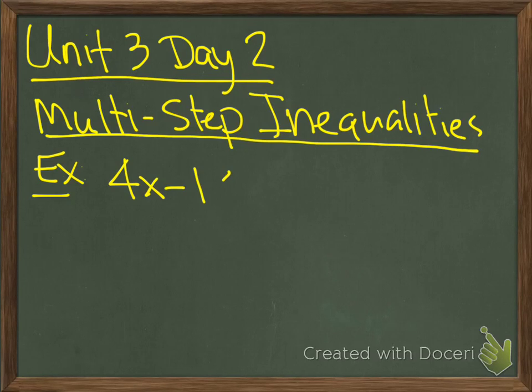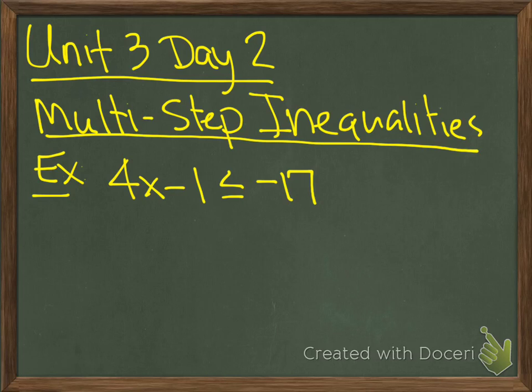4x minus 1 is less than or equal to negative 17. So again, the steps we have to do. Number one, where is the variable? Is it left or is it right? Mr. Roulette, you say? Left.